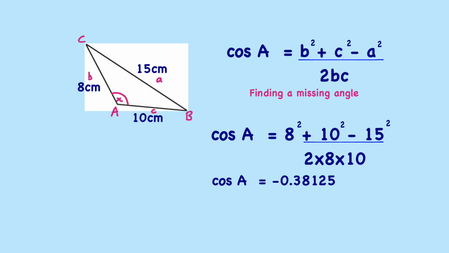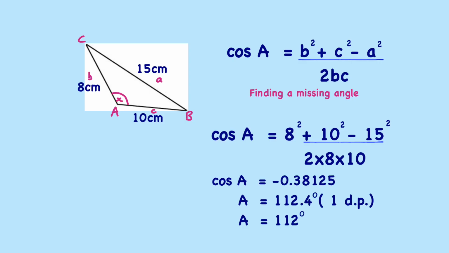we get cos A is minus 0.38125. And to find the angle, you find the inverse cos of minus 0.38125 by pressing Shift cos and inputting minus 0.38125. And you get the answer of 112.4 degrees to 1 decimal place. However, as the angle is a large obtuse angle, you may want to just round to 3 significant figures.